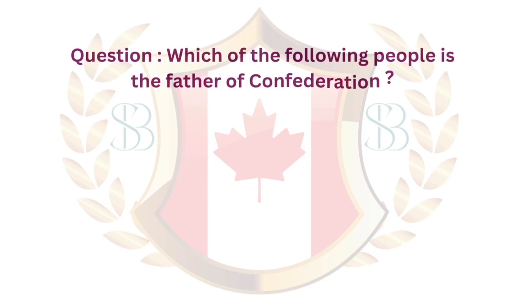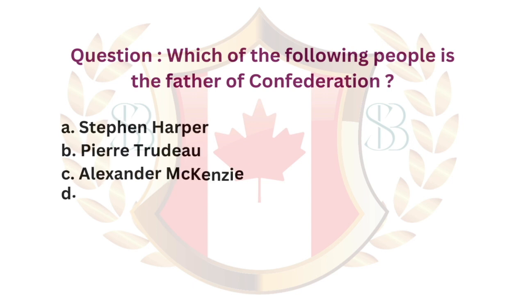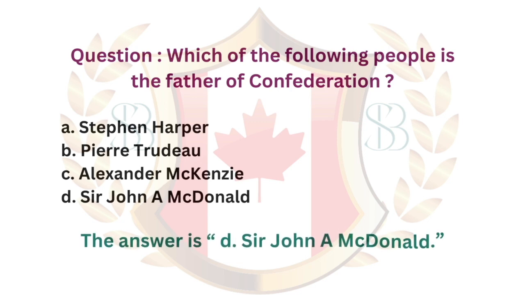Question. Which of the following people is the father of Confederation? A. Stephen Harper. B. Pierre Trudeau. C. Alexander Mackenzie. D. Sir John A. Macdonald. The answer is D. Sir John A. Macdonald.